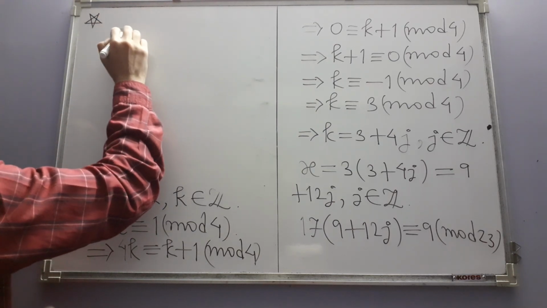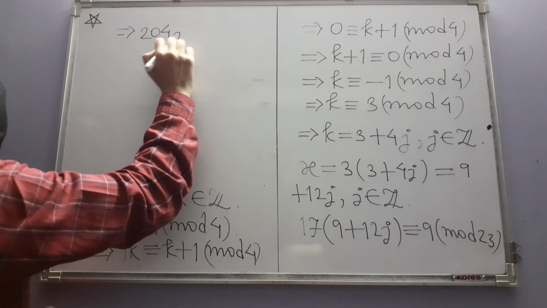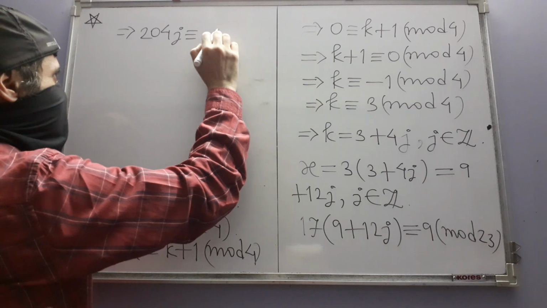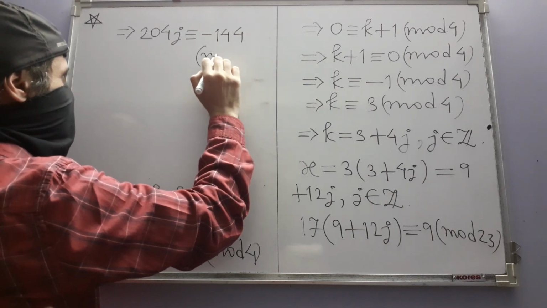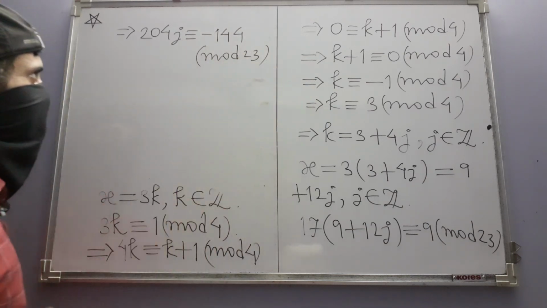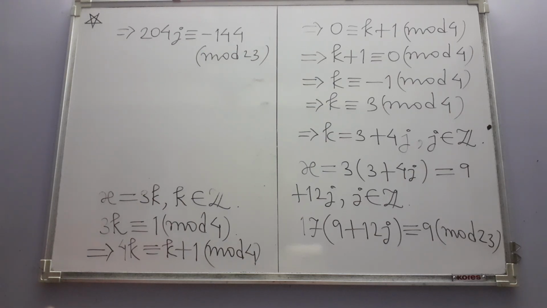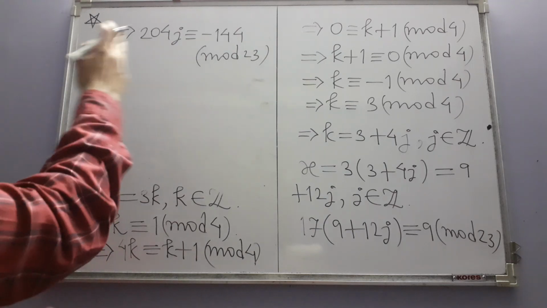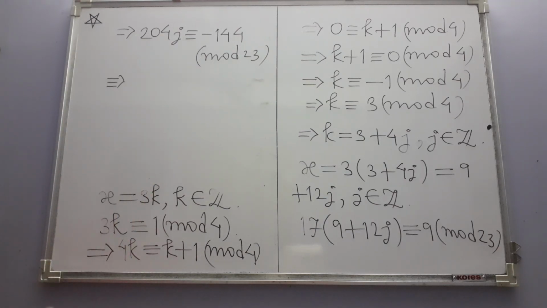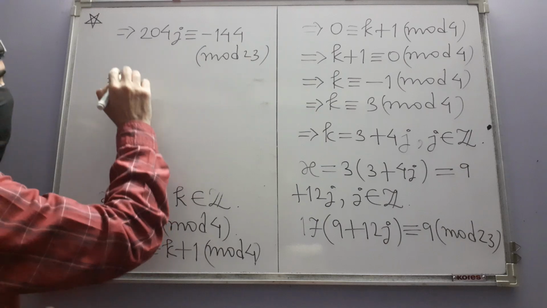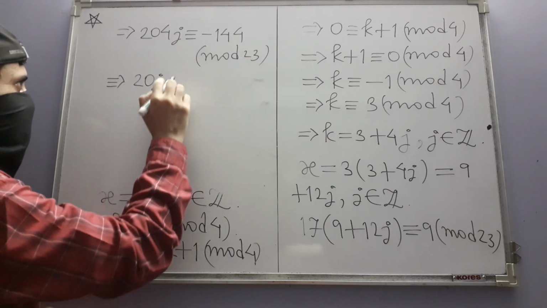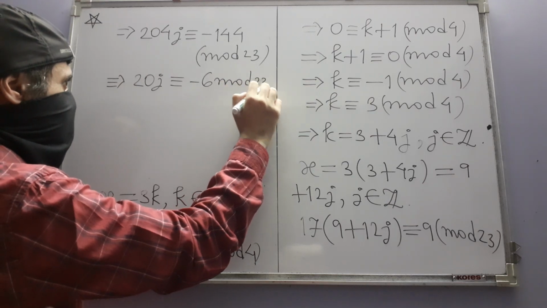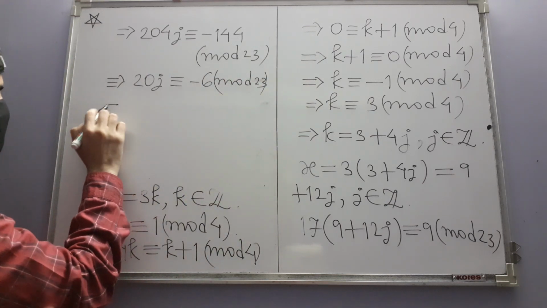204J is congruent to minus 144 mod 23, and that thing, if one simply sees what these numbers are congruent to, modulo 23, leads to 20J congruent to minus 6 mod 23.